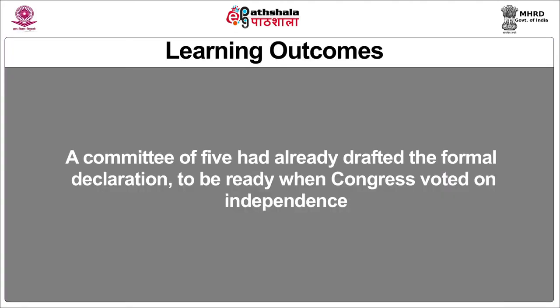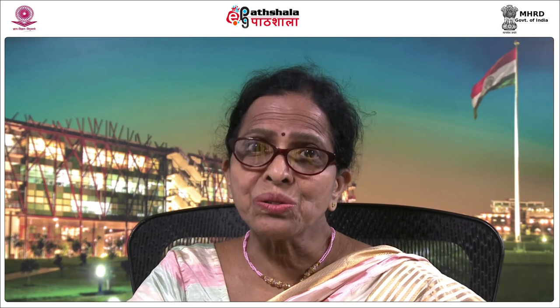John Adams was a leader in pushing for independence, which was passed on July 2nd with no opposing vote cast. A committee of five had already drafted the formal declaration to be ready when Congress voted on independence. John Adams persuaded the committee to select Thomas Jefferson to compose the original draft of the document.